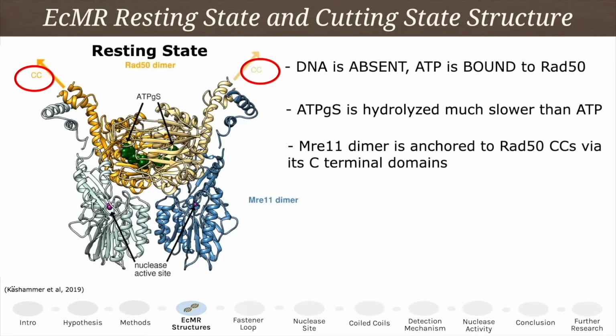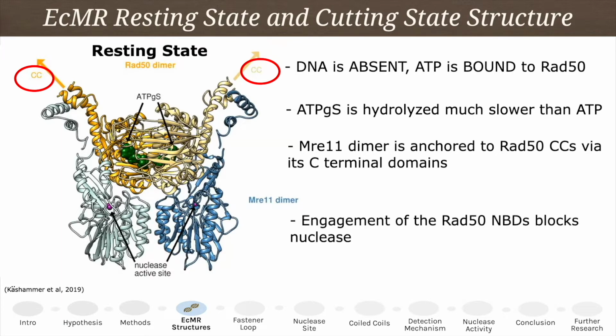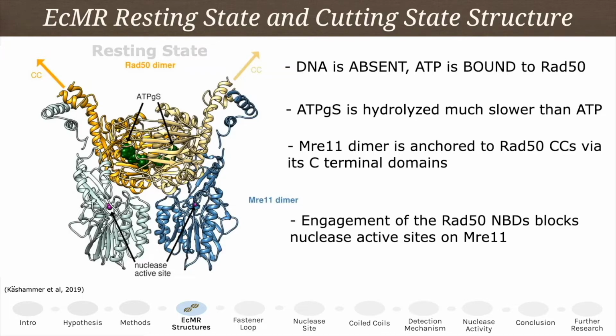The presence of ATP engages the Rad50 nucleotide binding domains in this state, causing them to join together when binding ATP gamma S. This engagement of the Rad50 nucleotide binding domains effectively blocks the nuclease active sites on Mre11. Because ECMR is constantly exposed to ATP inside the cell but hydrolyzes it very slowly, this visualized ATP gamma S bound state likely represents a major auto-inhibited resting state of the ECMR complex.